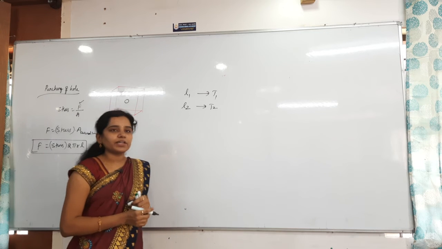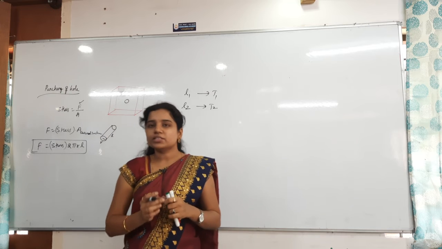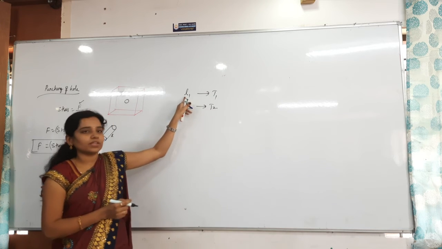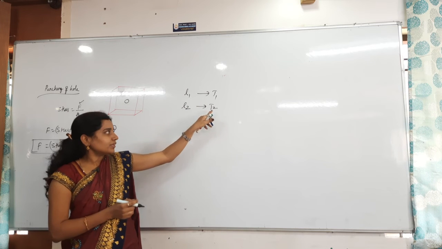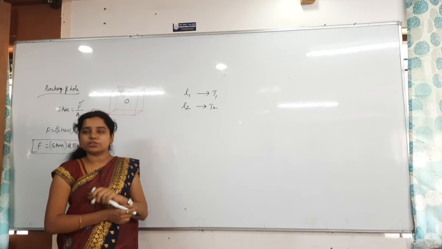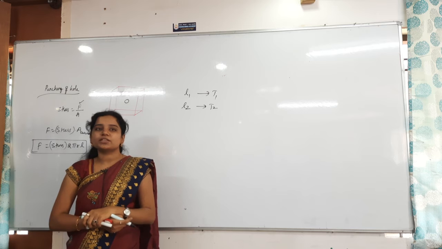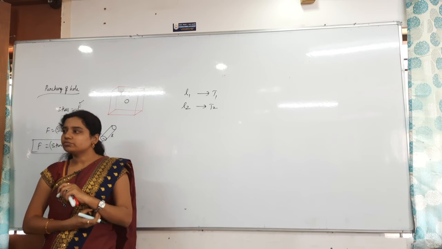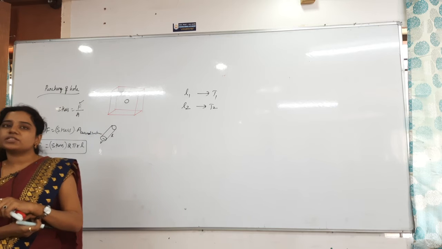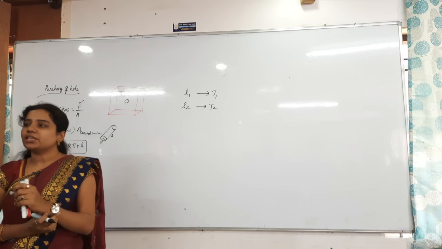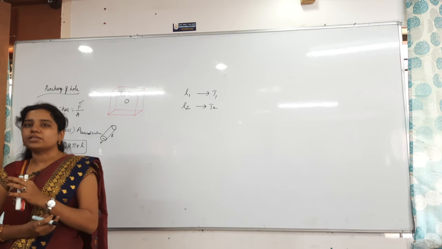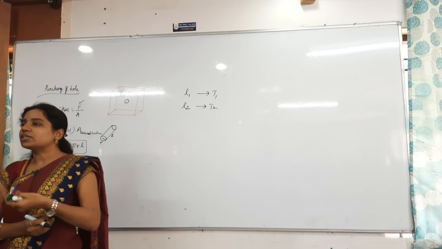See, you have to find out the initial length. Initial length you have to find, and the length at tension T1 they have given is L1. Length at tension T2 is L2. You have to find out the initial length, so what can we do? L1 length is there whenever I apply the tension T1. L2 length is there when I apply the tension T2. The original length is considered as L.